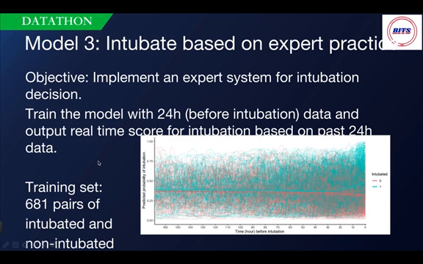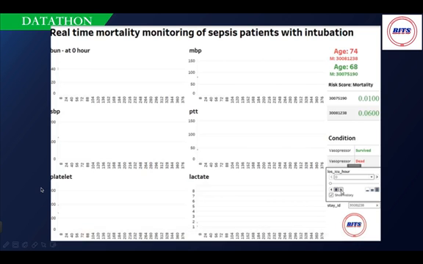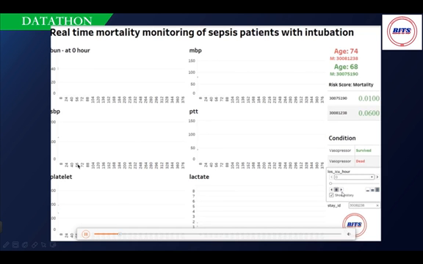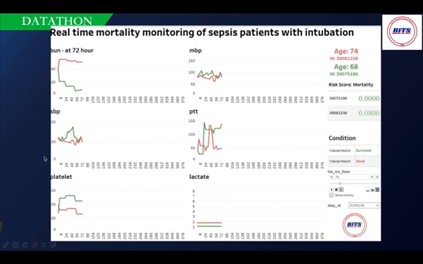Model 3, intubated based on expert practice. Learned from the MIMIC 3 data, our model can tell what is the right time to intubate. We show in the figure that when the time comes to the true time of intubation, our score increases in the intubated patients. And this is the real-time mortality monitoring.